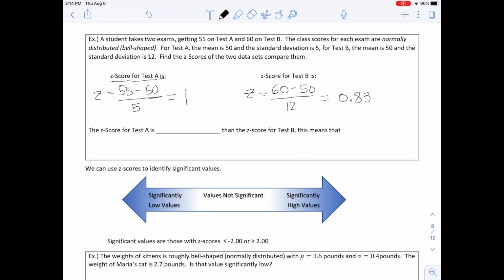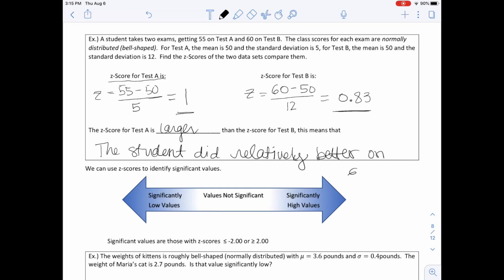So right below that it says the z-score for test A. The z-score that we have for test A is 1, and the z-score for test B is 0.83. So the z-score for test A is larger than the z-score for test B. And this means that the student did relatively better on exam A.